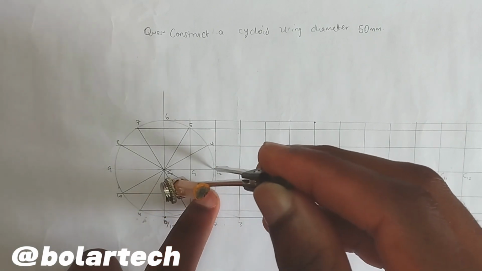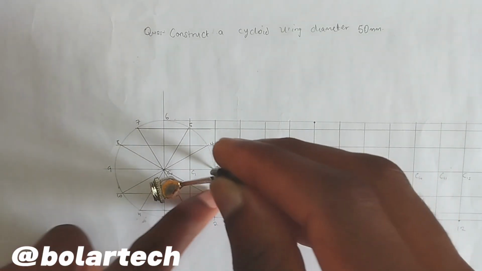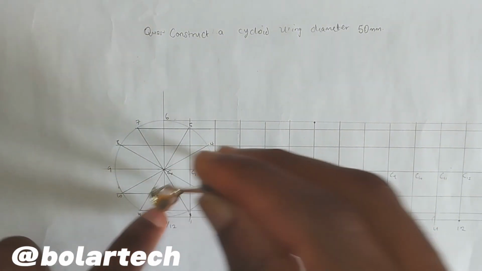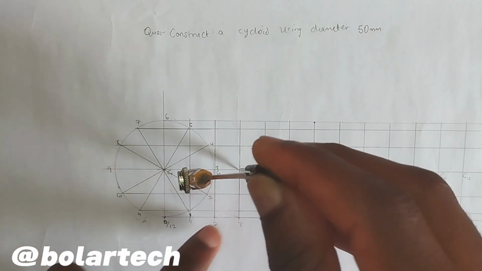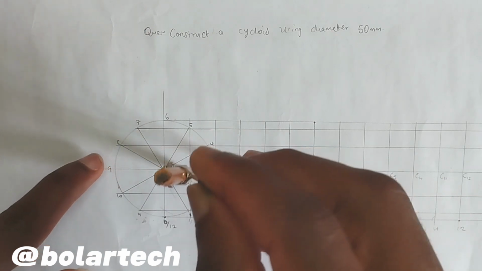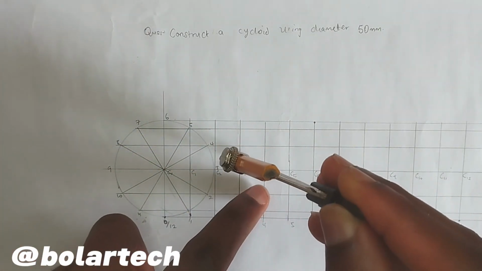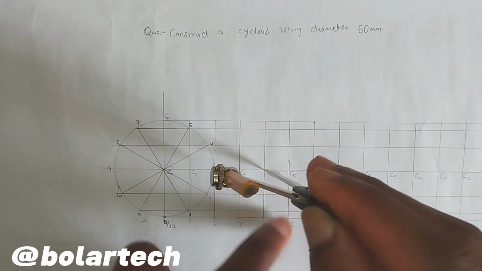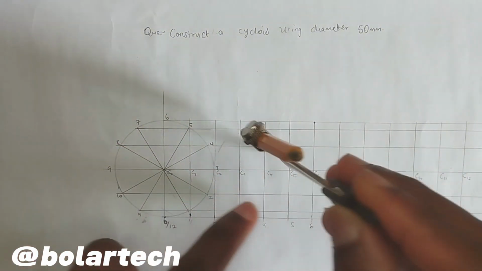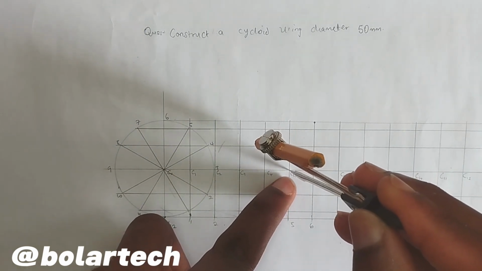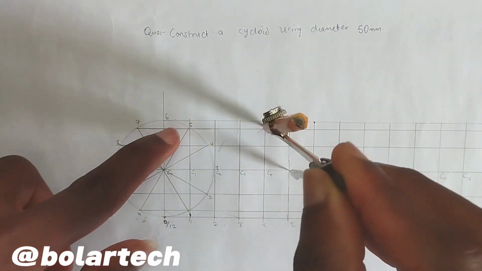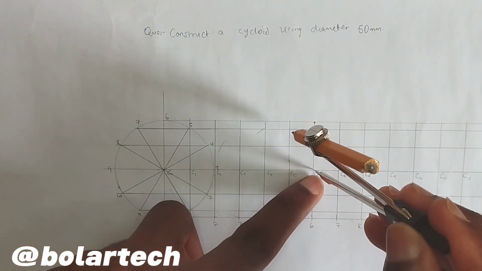Then you move to C2. Point 2, this is 2 here. This line, you mark it. You move to C3. This is line 3 here. You mark it. Then you move to C4. This is line 4, so you mark it. Then you move to C5. This is line 5, you mark it. Then we move to C6.